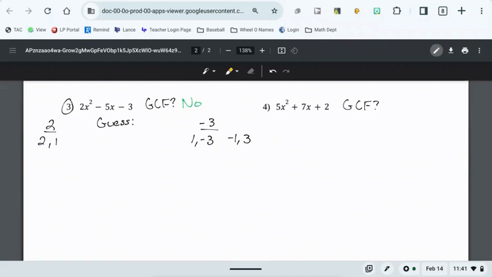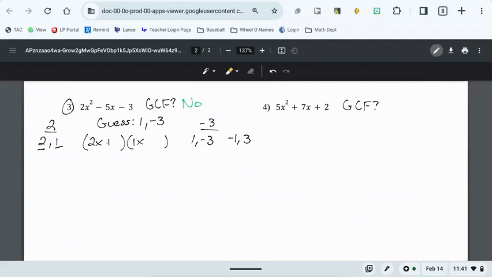All right, so our guess. Let's try 1 and -3. Let's go with that first one and see if that works. 1, -3. So we have 2x. We get that 2 from there. And then 1x.